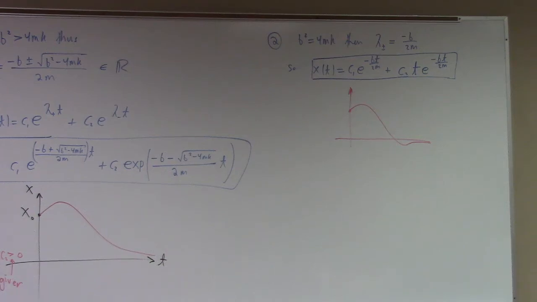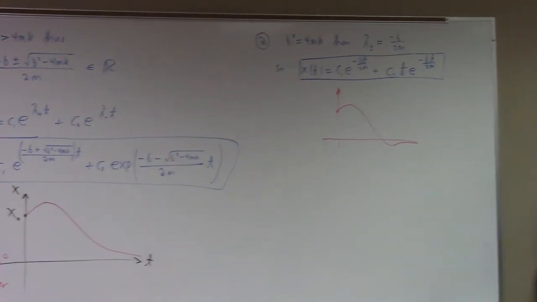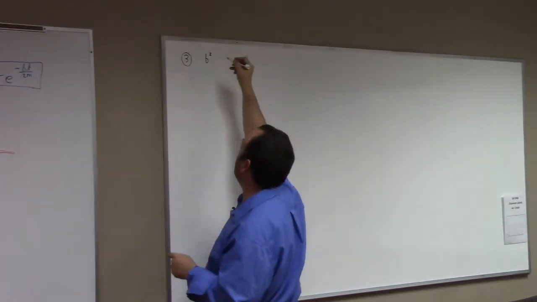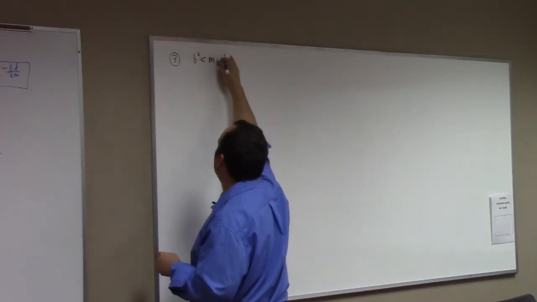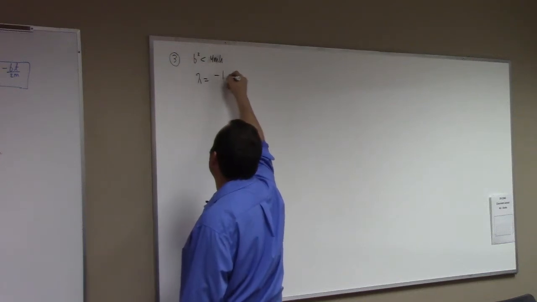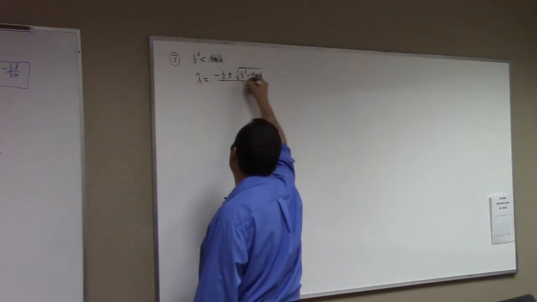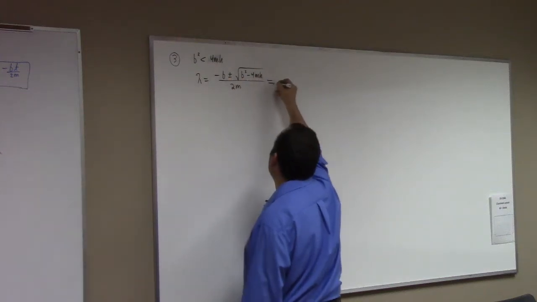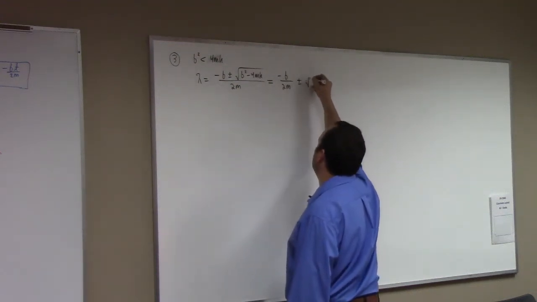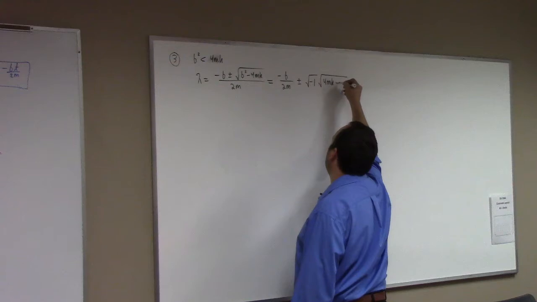All right? Case 3, though. Case 3 is really interesting. Weakly damped. So finally, we have b squared less than 4mk. So we have, what was it, lambda is minus b plus or minus the square root of b squared minus 4mk, divided by 2m, right? Which we could rewrite as minus b over 2m plus or minus the square root of minus 1 times the square root of 4mk minus b squared.